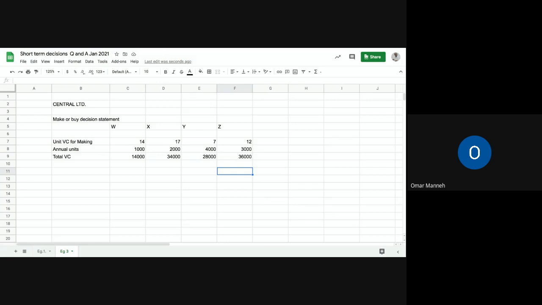So the next thing we do is, is this the only cost that we have in the question? No. Okay, what other cost do we have that is relevant here for our decision making? The directly attributable fixed costs. Okay, so we have them. So we're going to say directly attributable fixed costs. I just say FC for fixed cost.